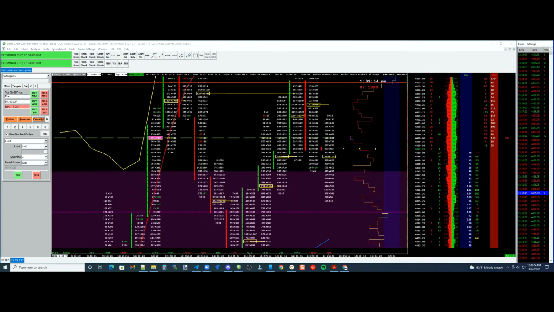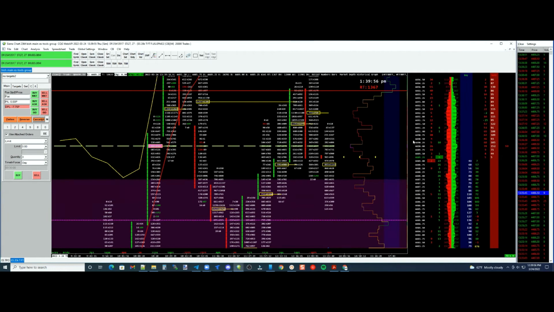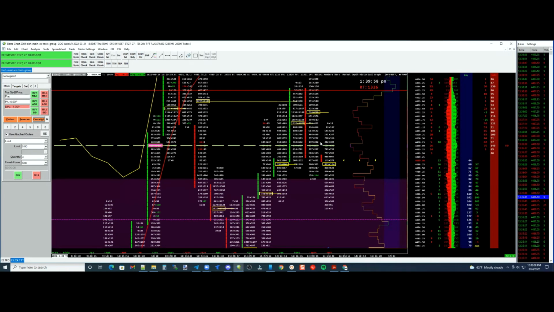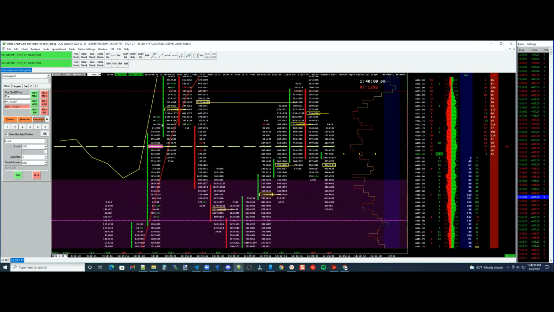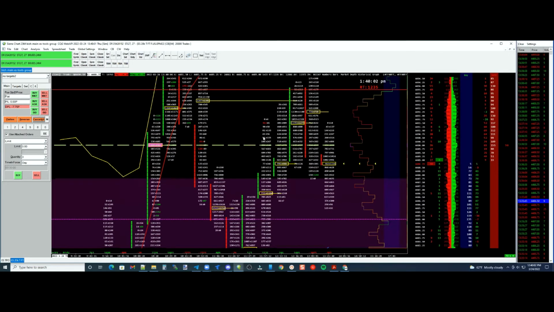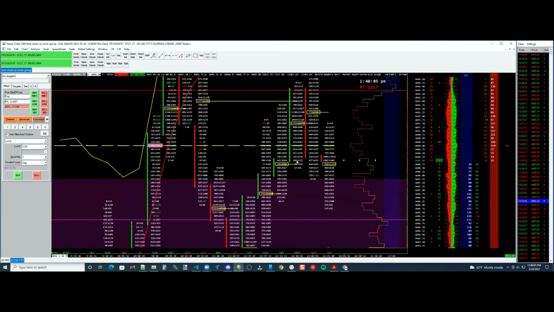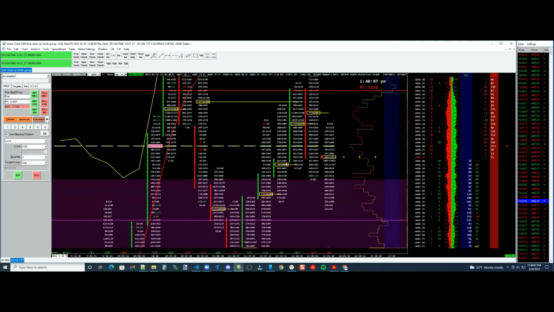Okay. So once again, I use the chart DOM. This is my trade screen. If you're in the pit, I share this daily. I execute my trades on it. This is my baby right here.